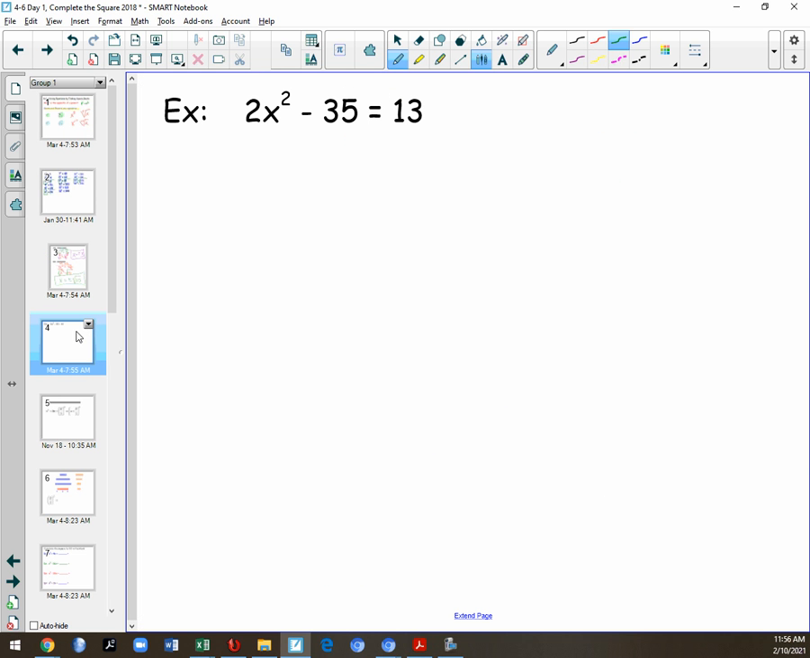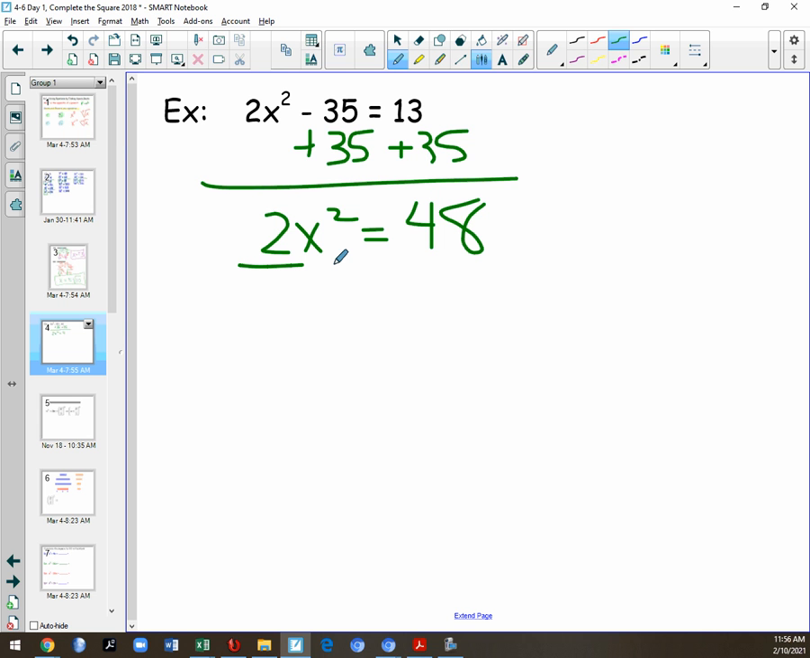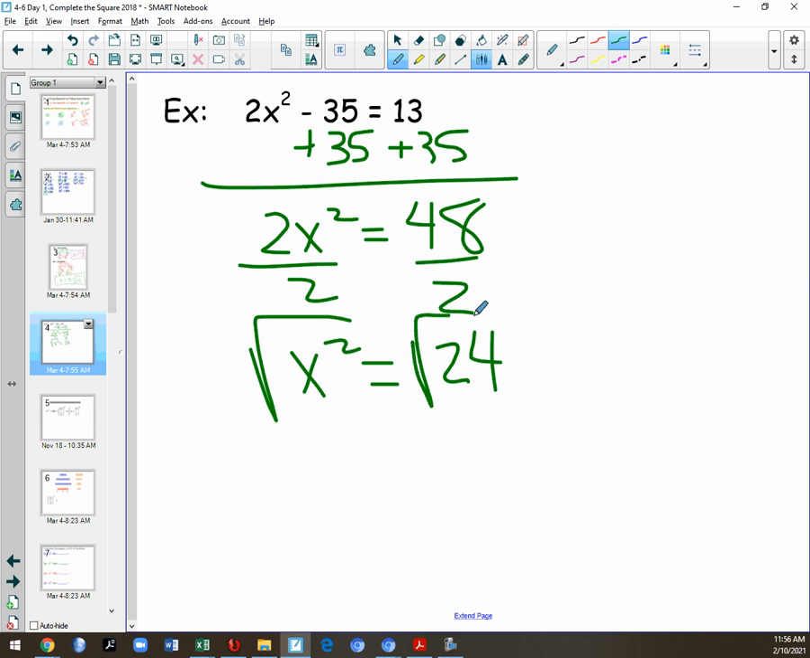Next, 2x squared minus 35 is equal to 13. I'm going to go ahead and add 35. So I have 2x squared is equal to 48. Divide by 2. X squared is equal to 24. Take the square root of both sides. X is equal to plus or minus.